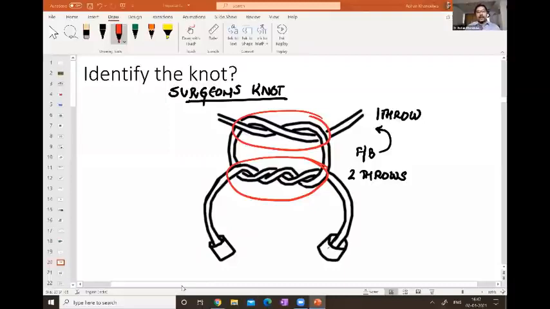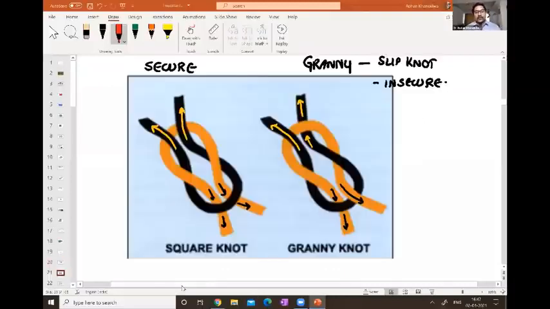Right. Now, this was another question which was asked in the exam, to differentiate a square from a granny's knot. A square knot is a secure knot, and I want you to observe here that both the threads are coming above the loop here, whereas both the threads are going below the loop here. In square, both the threads above, both the threads below the loop. Whereas in granny's, one is going above, one is going below. Again, one is going above, one is going below. So granny's knot is also known as a slip knot, and it is an insecure knot. It can open up easily.